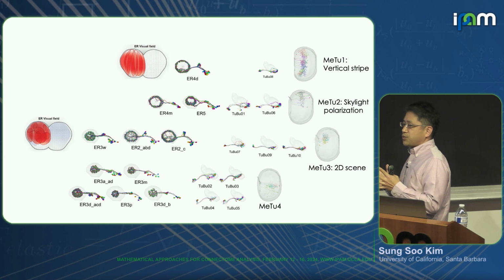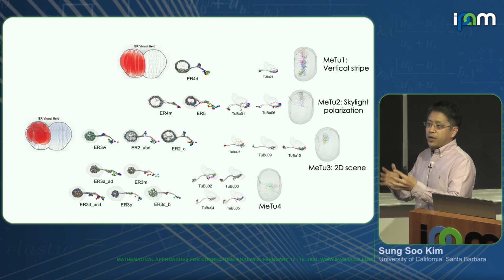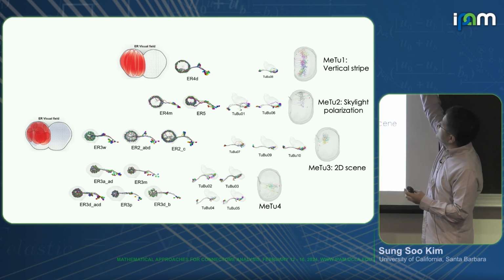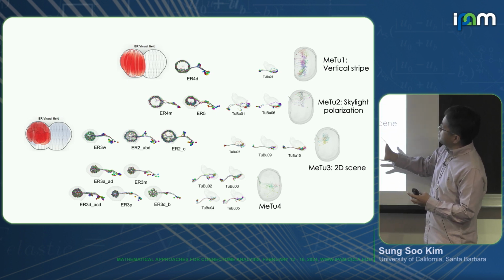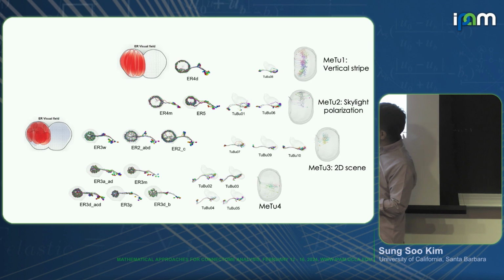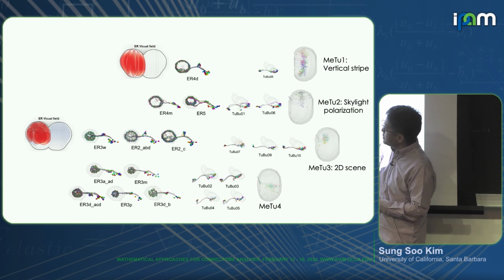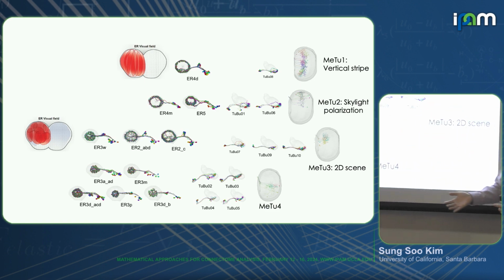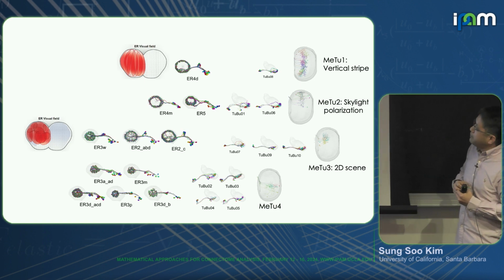I just showed you two examples out of 12 potential visual features. So Me2 have about 10 subtypes in total. Tubu neurons have about 10 subtypes. And ER neurons or ring neurons have at least 12 subtypes. And I just showed you two of them.